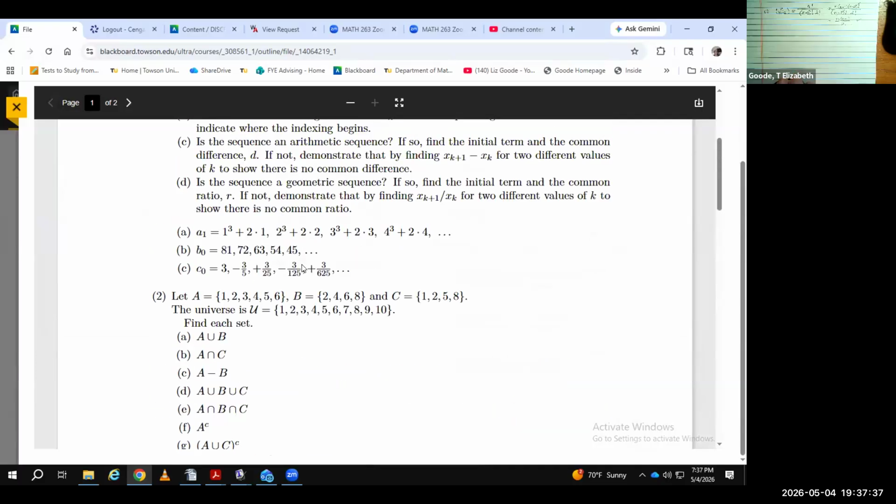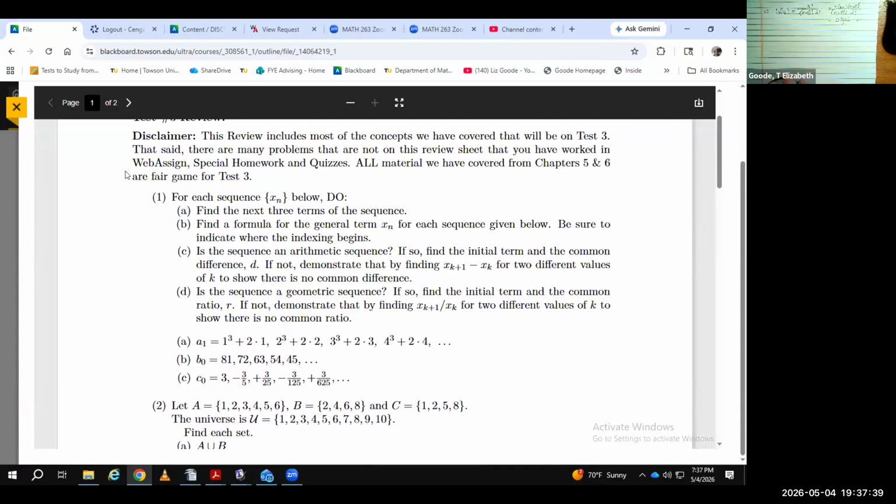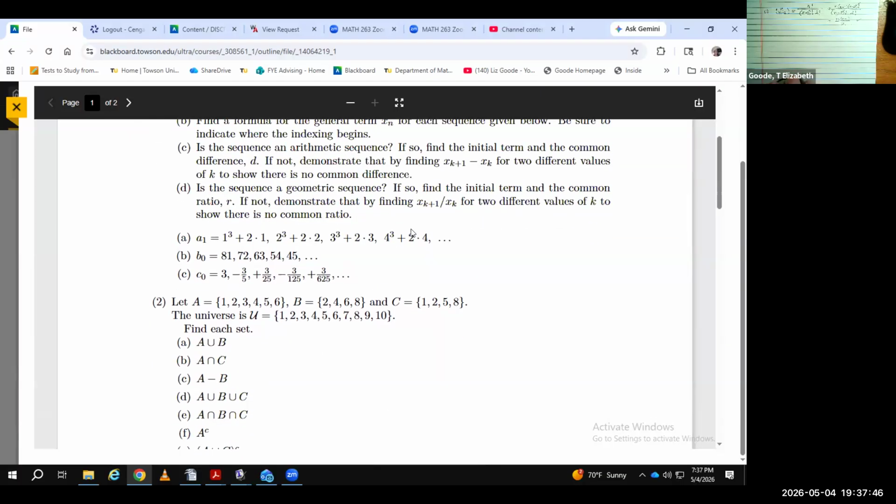All right. We did problem 1 yesterday. We did part A, we did part B, and for the people that were in the room, I asked them to please work on C because it's alternating. We did not do C.